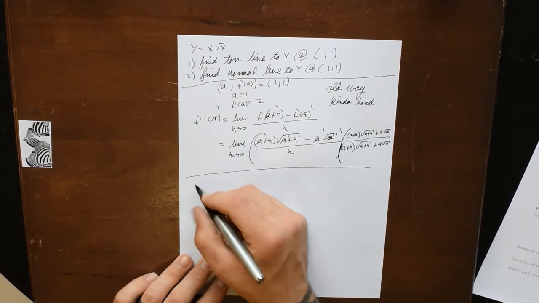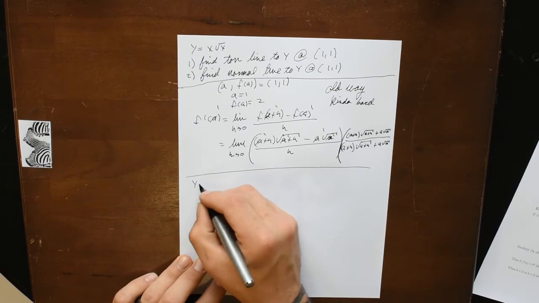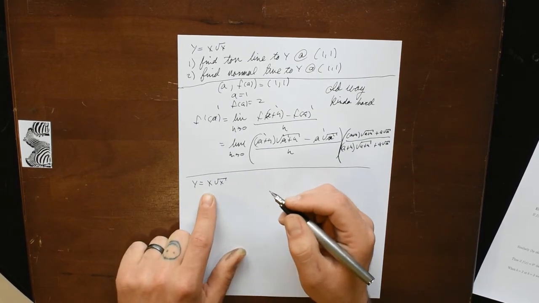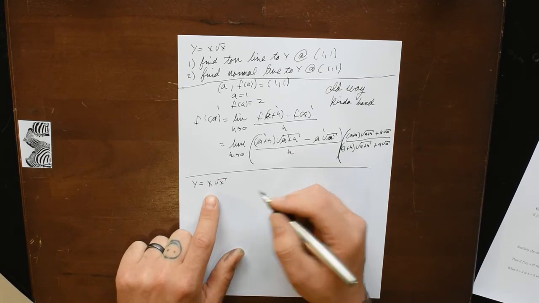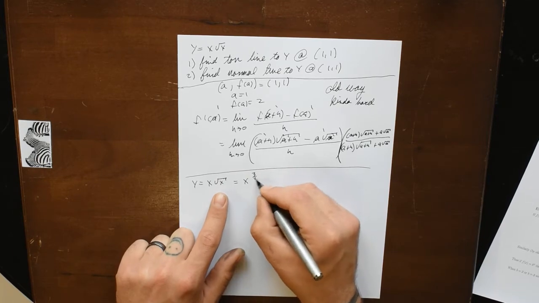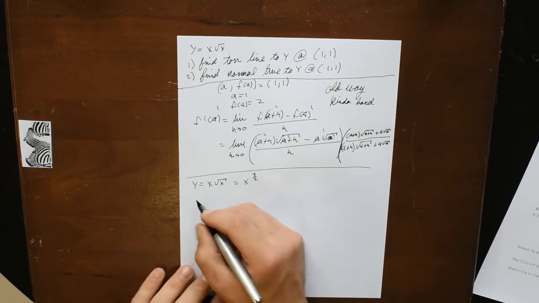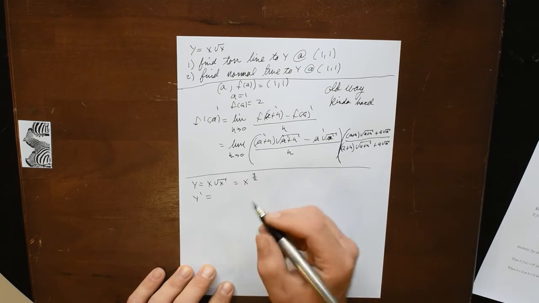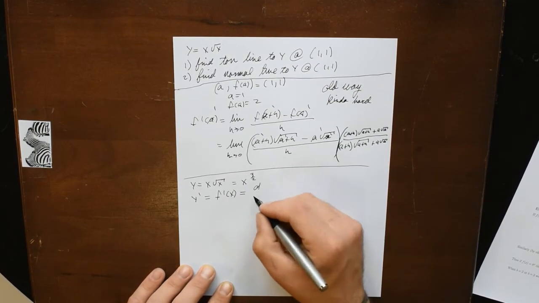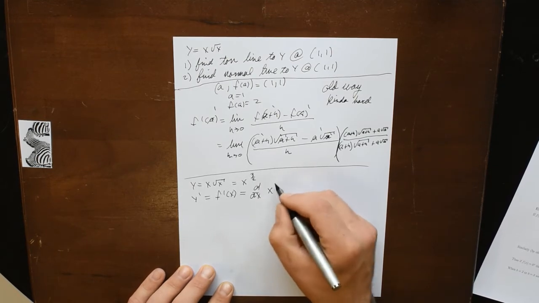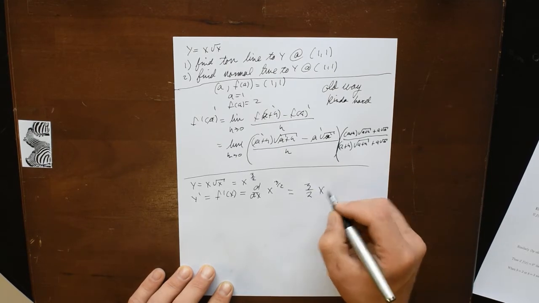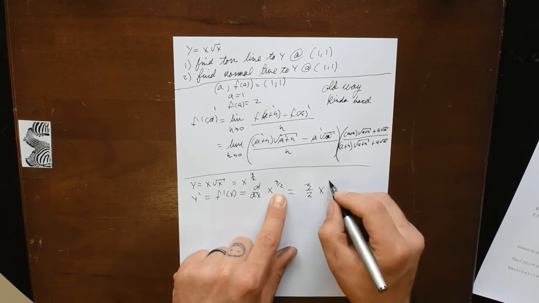If we take y, well, that's x times the square root of x. If we represent this as x with just an exponent, that'd be x to the 3 halves. And now y prime, which is the same as f prime of x, which is the same as the derivative with regards to x of x to the 3 halves, is equal to 3 halves x to the 3 halves take away 1, which is 1 half.